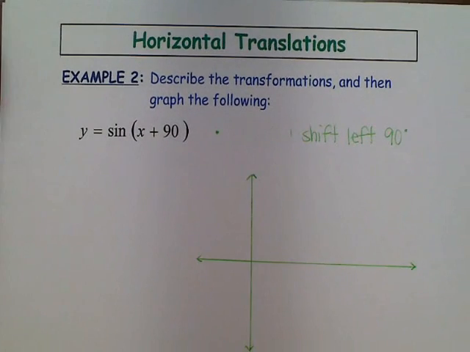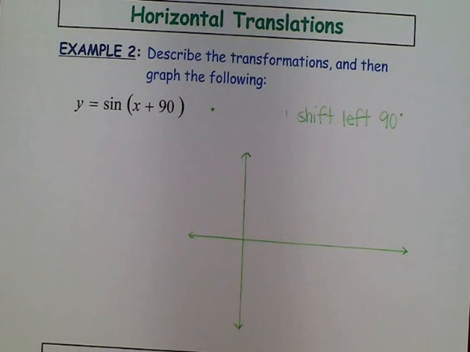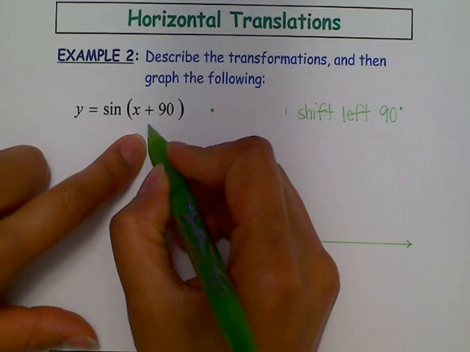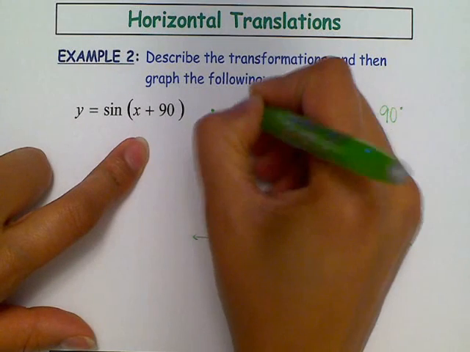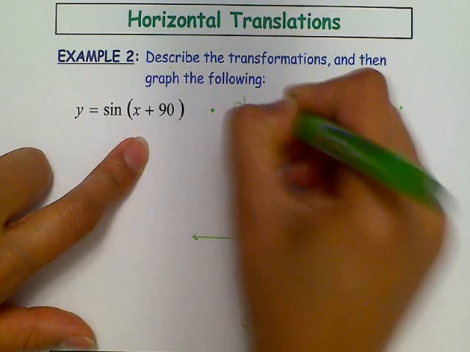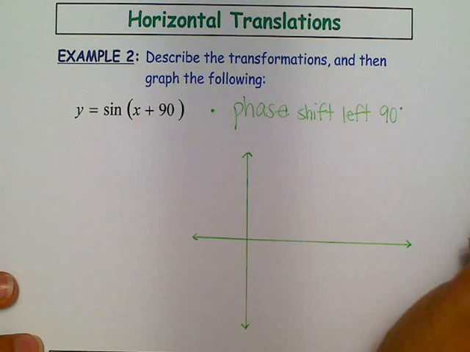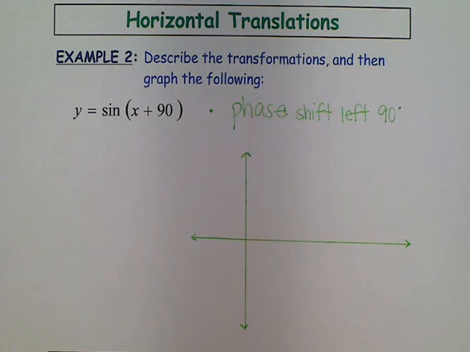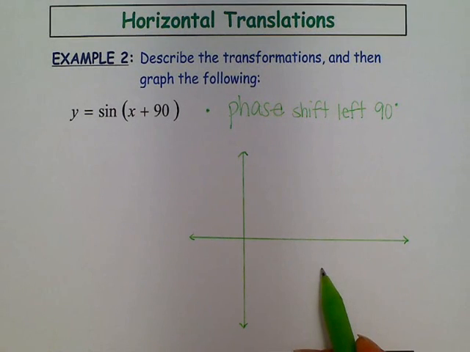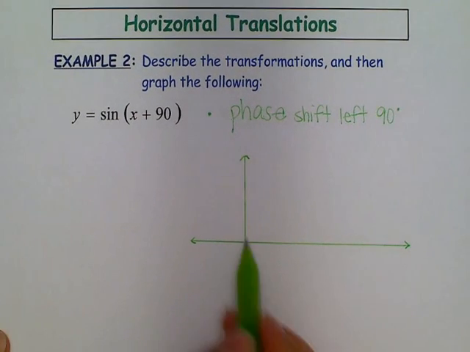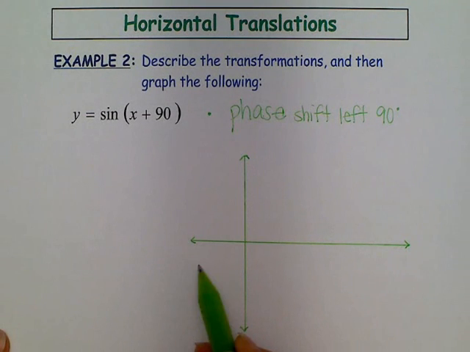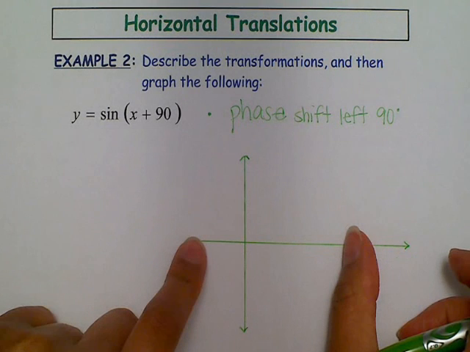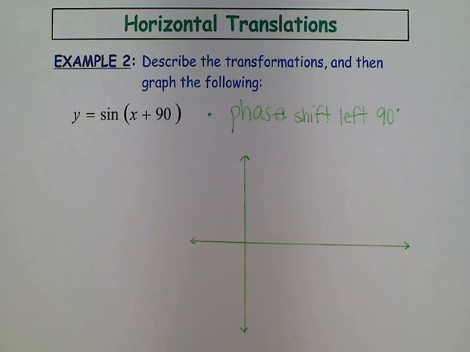And so example 2, we're looking at describing the transformations and then graphing the following again. And now this time, because this is a horizontal shift, or in other words a phase shift, this is a phase shift to the left 90 degrees. Okay, so that tells me that the graph is going to move to the left 90 degrees. If you look at the axes that I've drawn here, I made sure to leave a little bit of extra space on the left hand side because I'm eventually going to take the graph that's here and shift it a little bit to the left.